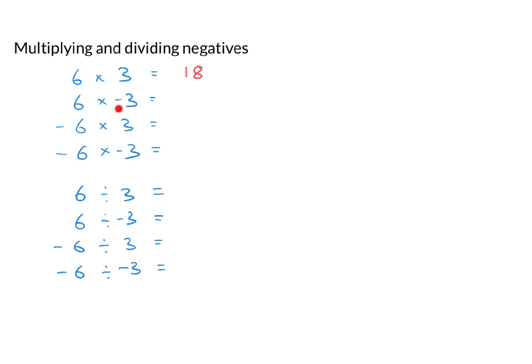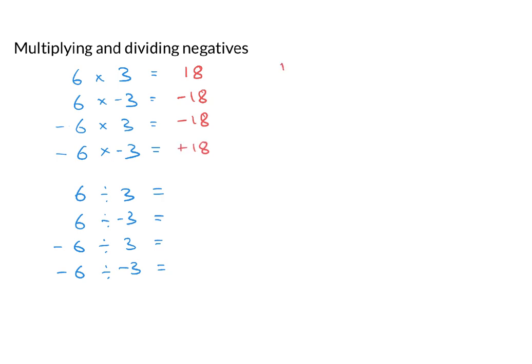So we have 6 times negative 3. A positive number multiplied by a negative number will give us a negative answer. So 6 times negative 3 is negative 18. The next one underneath, we have negative 6 multiplied by 3. Negative multiplied by a positive will give us a negative, so that's negative 18 again. And the final of this bunch, we have negative 6 multiplied by negative 3. Negative times negative will give us a positive answer, so we have positive 18.